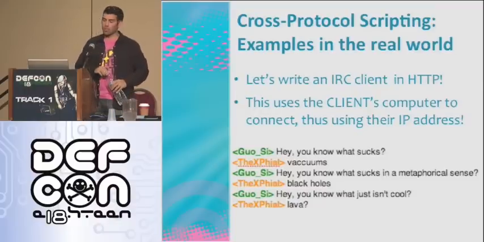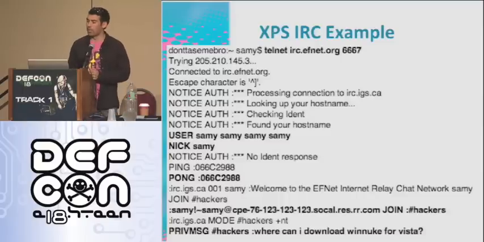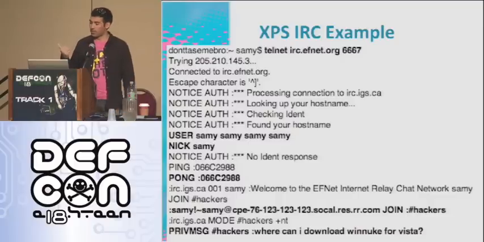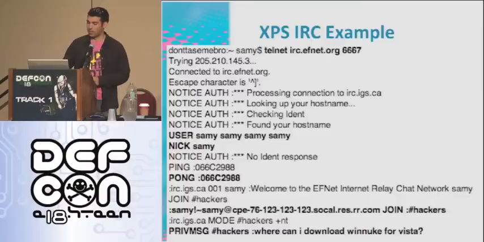IRC is a great place. It's good people. So this is what an IRC connection looks like, just so you can tell really quickly. I telnet to a reputable server like FNet. I log in. I basically say my name's Samy. I respond to a ping request if they have one, and then I join a channel, and I find out where I can get WinNuke. It doesn't work anymore. So if anyone has a version that works, please send it to me.